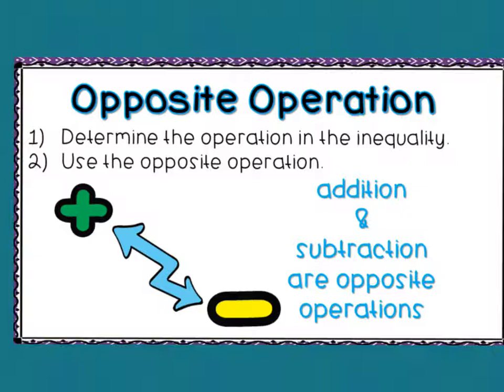Okay, just reviewing, how you solve equations is the same way you solve inequalities. You determine the operation in the inequality. Use the opposite operation. So adding and subtraction are opposite operations. So if you have addition, use subtraction, which is a negative. Or if you have a negative, use positive. So you can look at them as addition, subtraction, or positive and negatives.